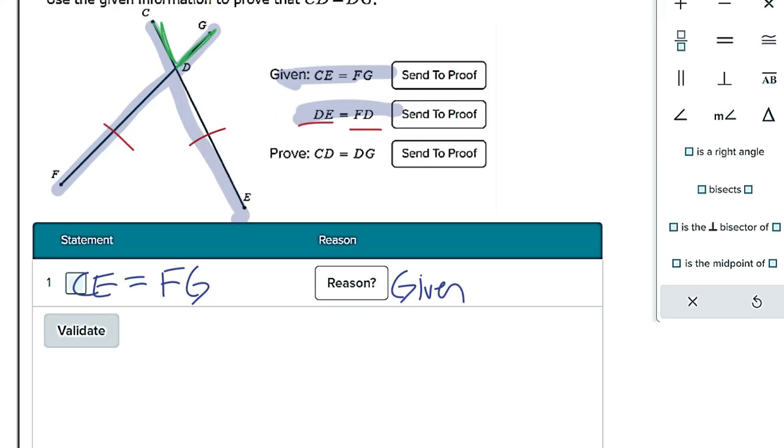Just a hint before you do this, I would just write the first given, and we're going to do the second given later. So my hint is write the first given and then do segment addition for both of those, do some substitution, and then use the given.